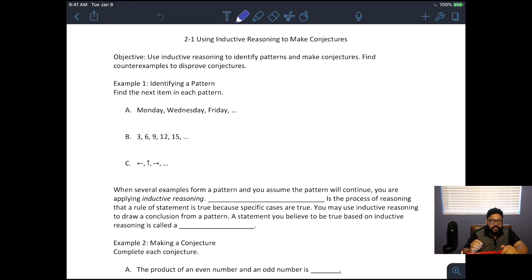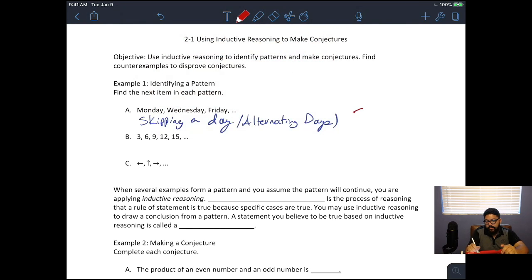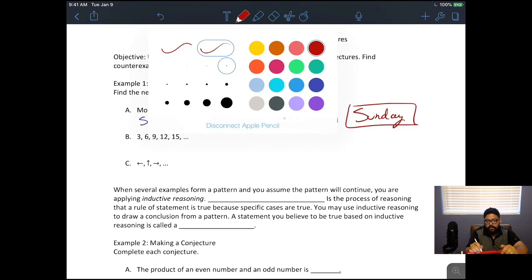And we can say that they are skipping a day, or alternating days. So the next day would be Sunday. So that's our pattern there.